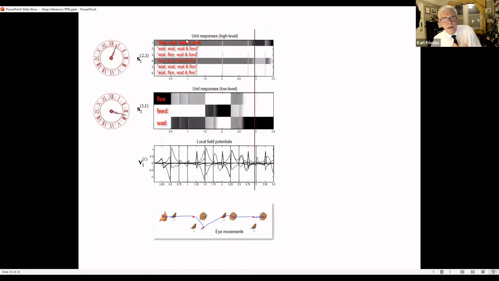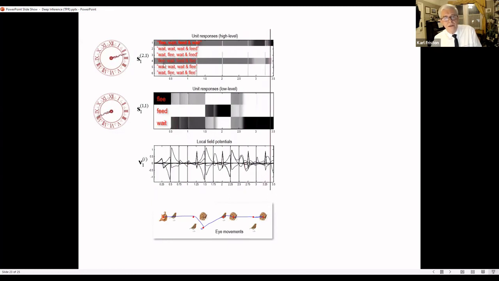Beliefs about the sentence are accumulated more slowly, resolve themselves more slowly, because only the last word disambiguates between the first and the fourth sentence here, namely, is it weight or flea? And of course, once the last word has been accumulated or assimilated, then the correct inference is made that we were looking at this sentence and we're currently looking at the word weight.